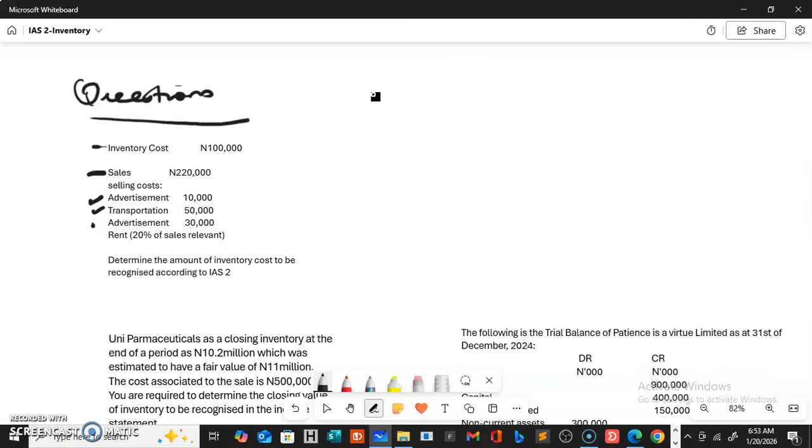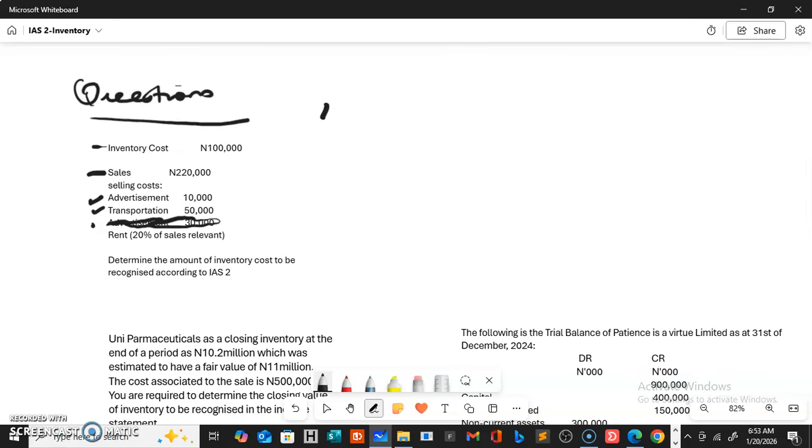Let's ignore this. Let's assume that we have advertisement 10,000, and transportation 50,000. We are told that rent is 20% of sales, which is relevant. Now we're told to determine the amount of inventory cost to be recognized according to IAS 2.